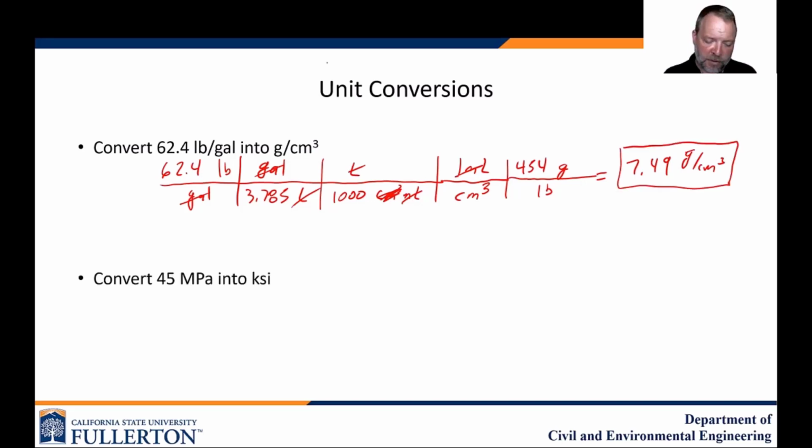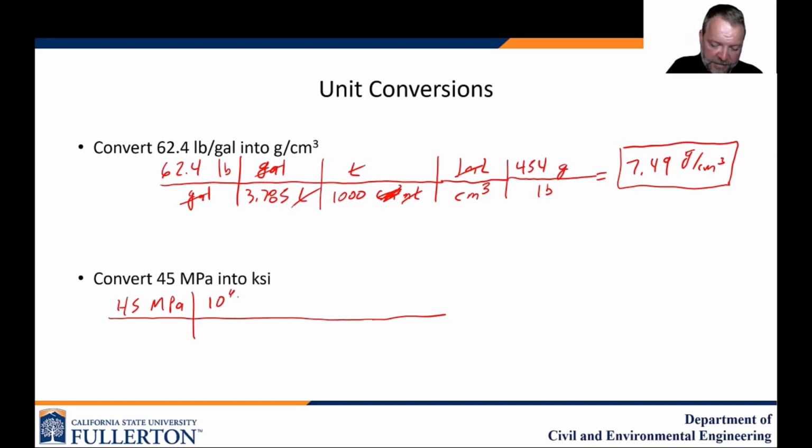Next, I want to convert 45 megapascals into KSI. So that's 1,000 PSI. Start with 45 megapascal. Draw my railroad that I have here. I know that 10 to the 6th Pascal is equal to 1 megapascal. So that helps me start converting away from megapascal, so that cancels out. 10 to the 6th on the top.